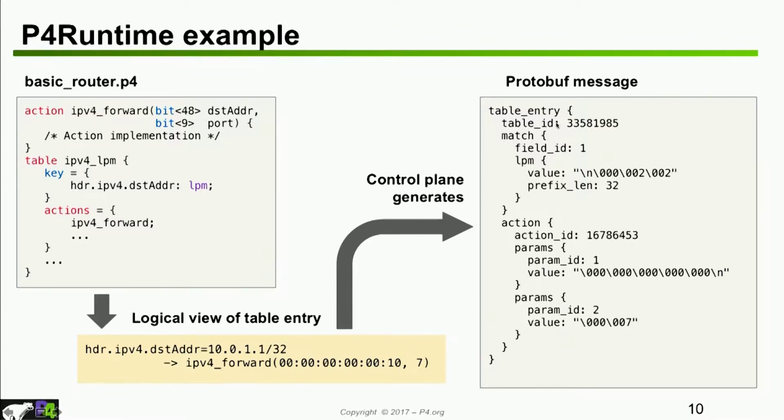So we have the corresponding table ID, a sequence of match fields, each one with its ID, like the one we saw in the P4Info. The value in this case uses protobuf byte encoding, and the prefix length, because the table defines longest prefix match. In this case, we're matching on the whole 32 bits of the IP address. Same for the actions. In this case, we're specifying the ID of the action IPv4 forward with 2 parameters. The first one is the MAC address, and the second one is the output port, again in byte string encoding for protobuf.